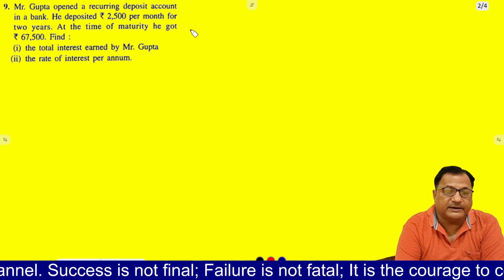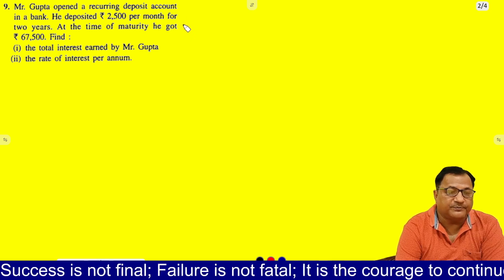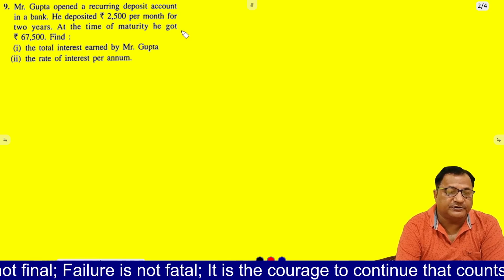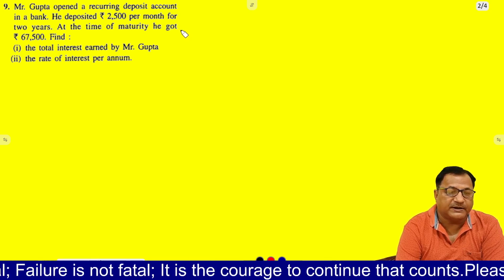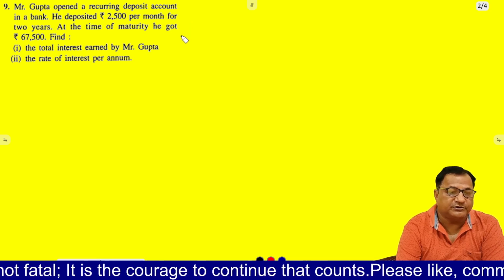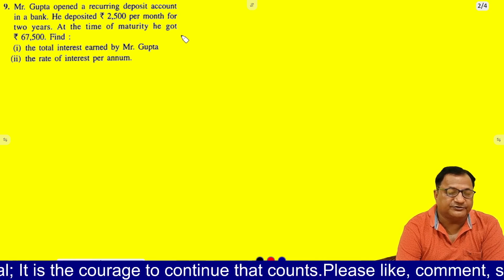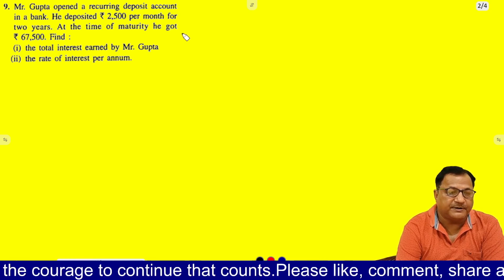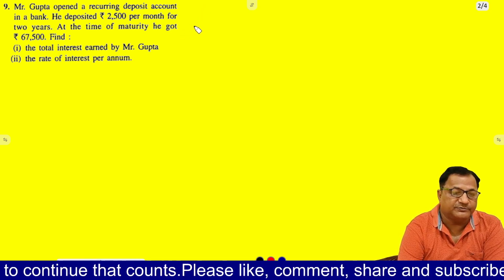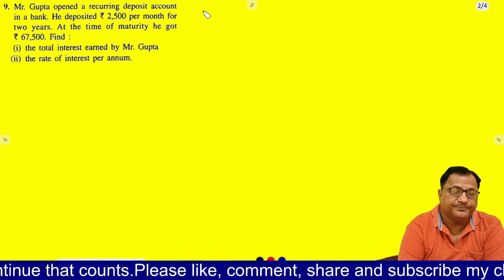See question number 9. Mr. Gupta opened a recurring deposit account in a bank. He deposited rupees 2,500 per month for 2 years. At the time of maturity, he got rupees 67,500. Find the total interest earned by Mr. Gupta, and the rate of interest per annum.